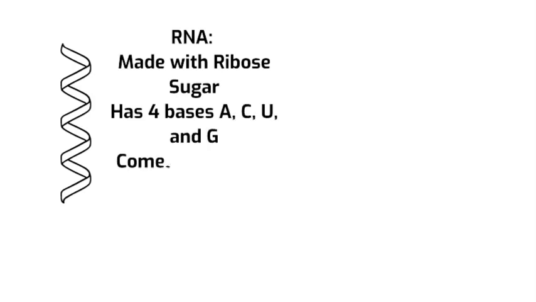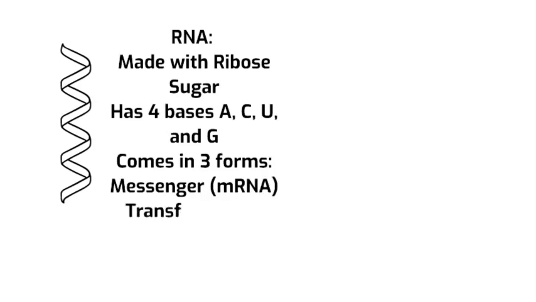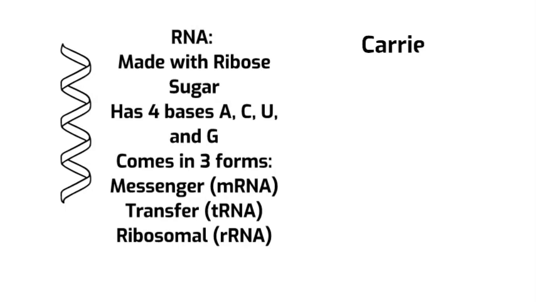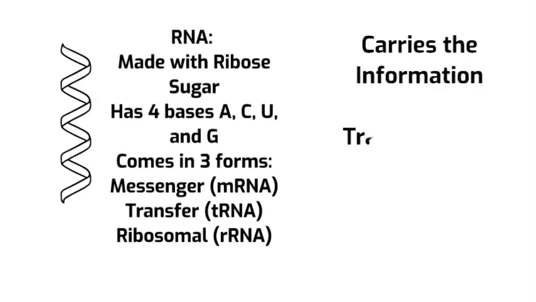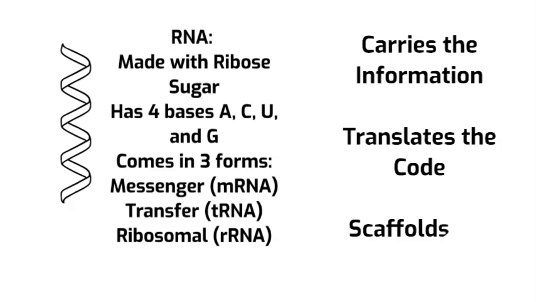RNA comes in three different forms, each an important part of building a protein. The messenger RNA is used to take the instructions indicating the order of amino acids in proteins to the cytoplasm. The transfer RNA is able to translate the nucleotide code into amino acids to be joined together. And the ribosomal RNA holds the structure together while it's being built.